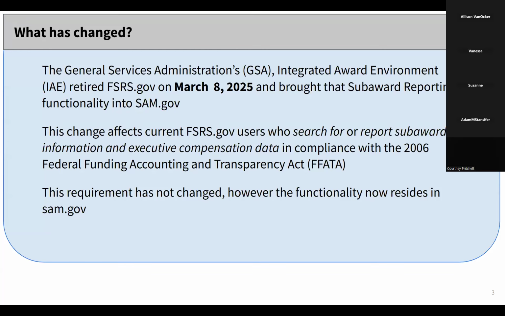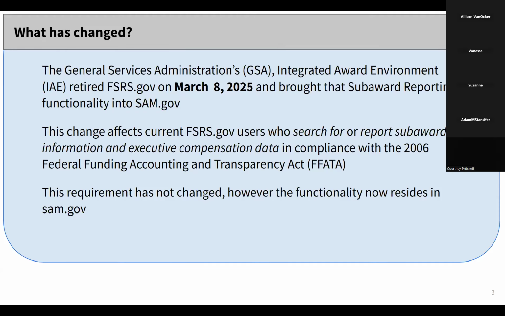Okay, so moving on. What's changed? Starting on March 8th, 2025, GSA IAE implemented the Subaward reporting functionality in SAM.gov. What this does is replace the existing FSRS.gov subcontract or assistance subaward reporting. It affects any users who, prior to March 8th, were using FSRS.gov to search or report subaward information and executive compensation data in compliance with the Federal Funding Accountability and Transparency Act, which is FFATA, which is what the F in FSRS stood for.